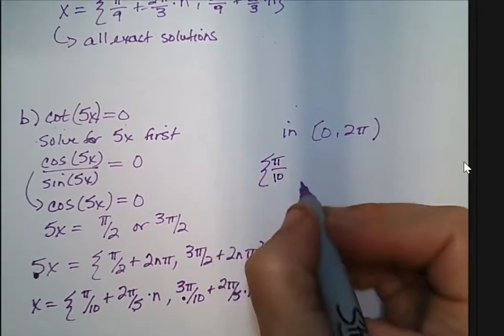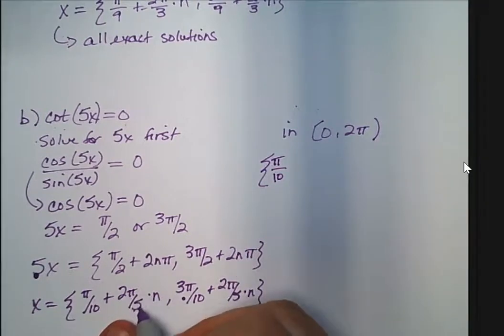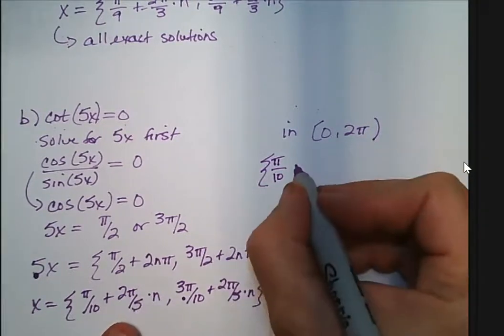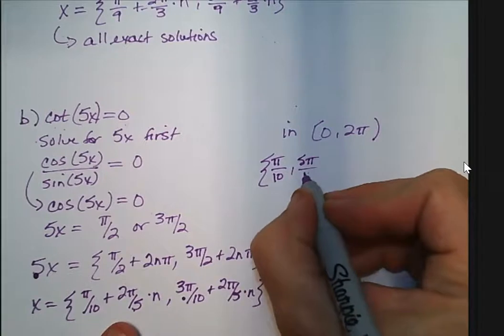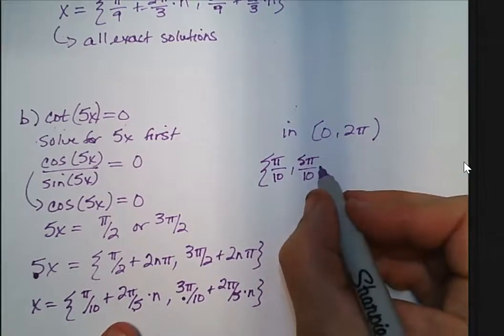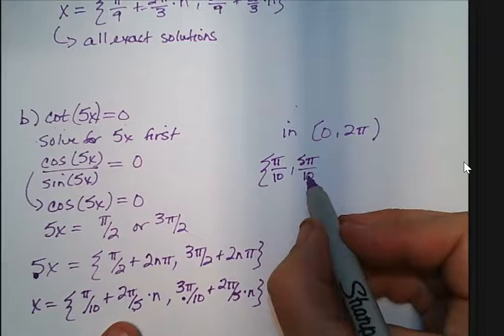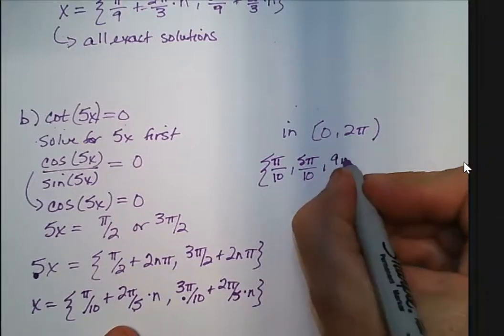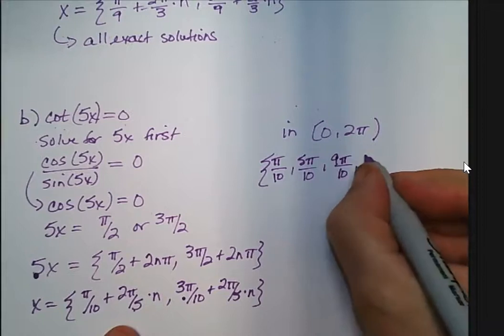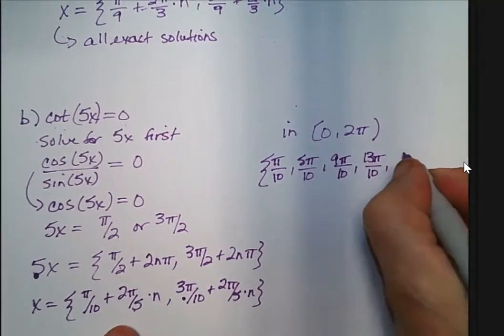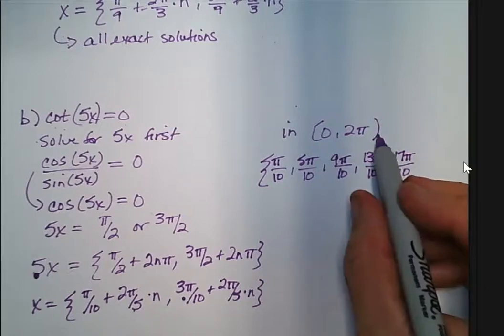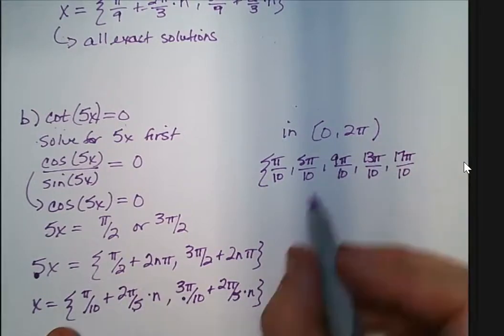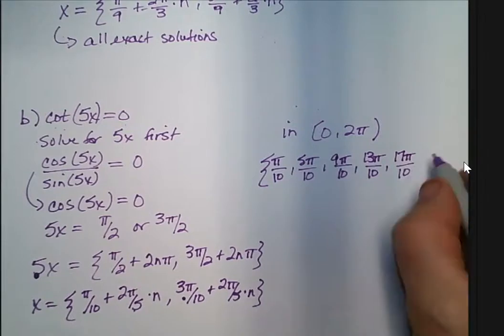So the first one would be pi over 10, and if we take pi over 10 and add 2 pi over 5, that's the same as 4 pi over 10, so that would give us 5 pi over 10. I'm just going to write these all down, and then I'm going to go back and simplify them later. If we add on another 4 pi over 10, that would give us 9 pi over 10. Another 4 pi over 10 would give us 13 pi over 10. And another 4 pi over 10 would give us 17 pi over 10. If we tried to add on another 4 pi over 10, we would get to something that's more than 2 pi. So that's where we stop from the first one, and we got 5 of those. That's what we were looking for.